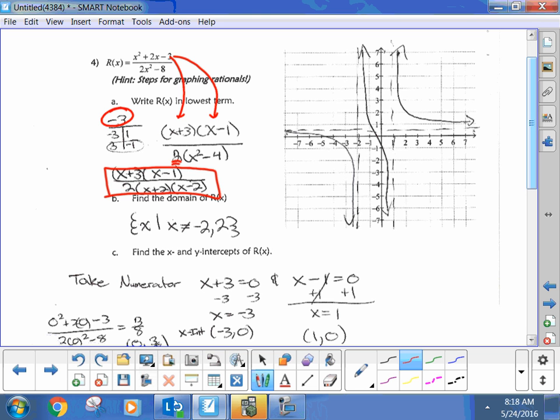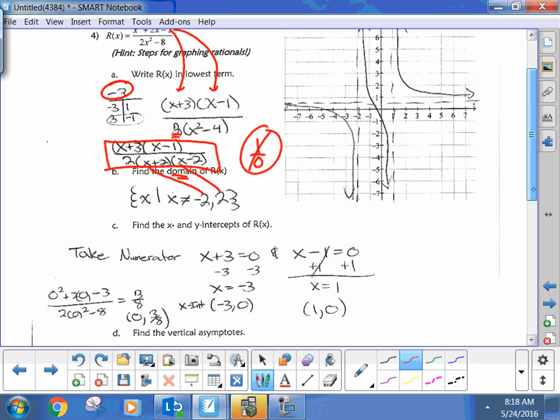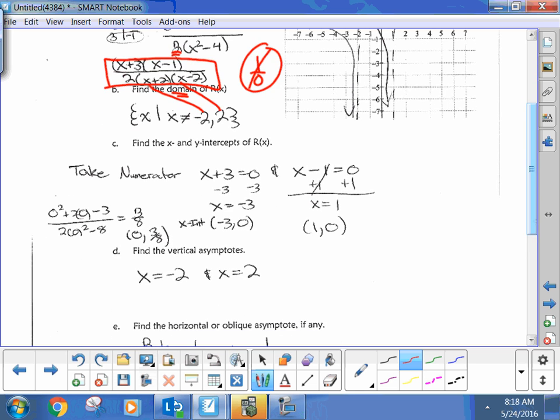One of the things that was important, when they ask you to find a domain, is that I could tell from here that it did not exist at -2 and +2. If you put those values in there, you'll get a 0, and you cannot divide by 0. Big no-no in math. It's an error. It's undefined.